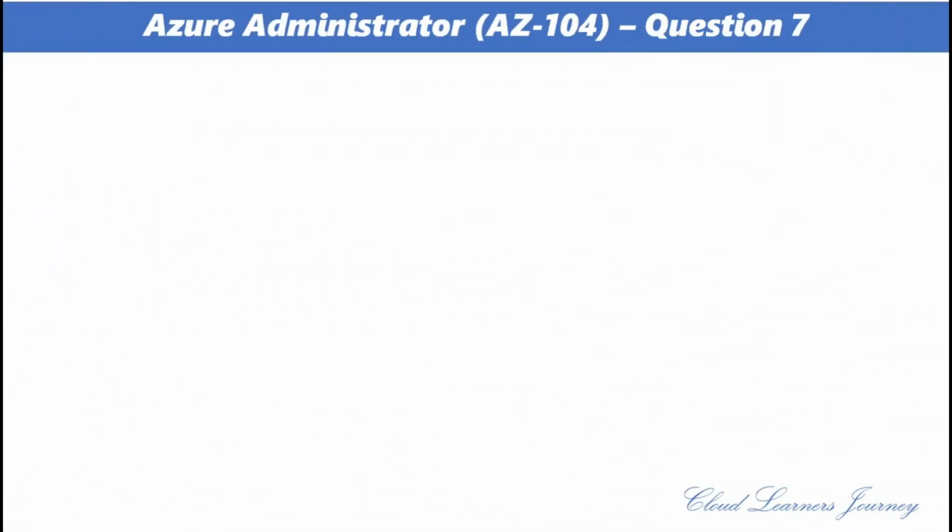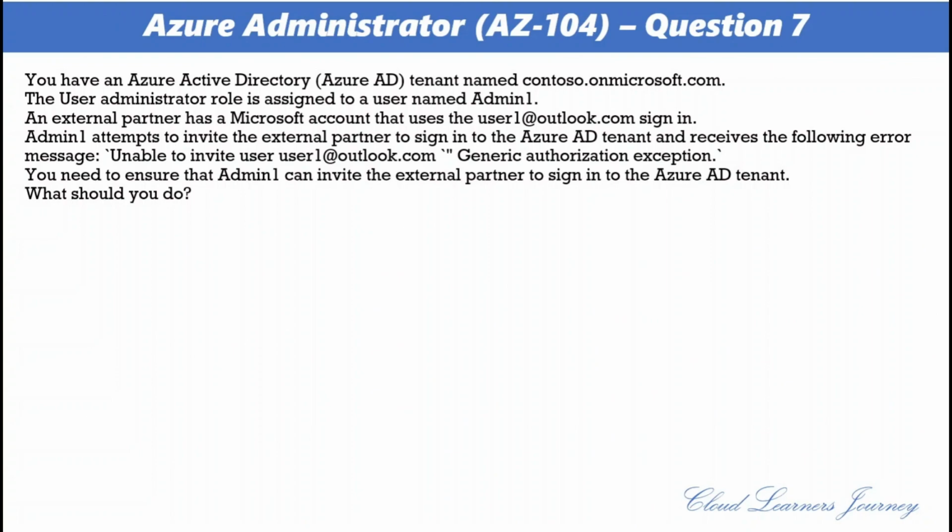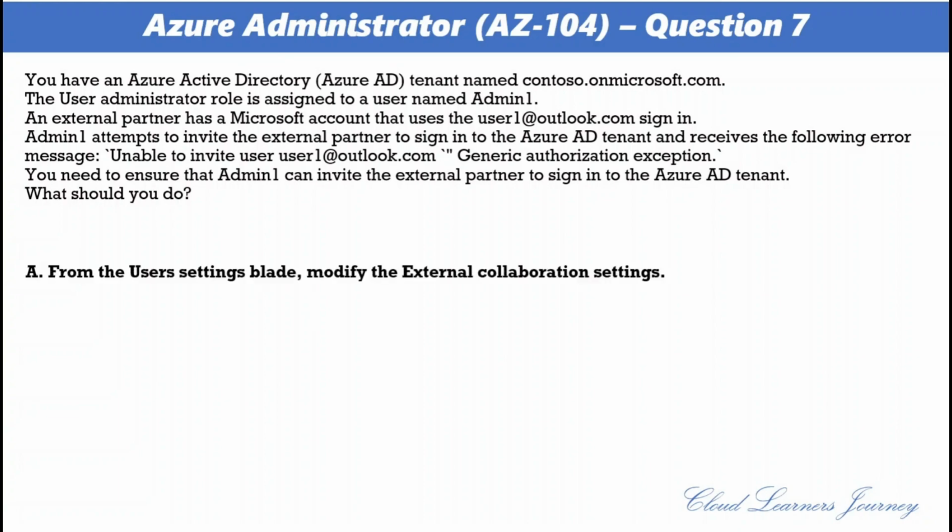Next, question number 7. You have an Azure Active Directory tenant named contoso.onmicrosoft.com. The User Administrator role is assigned to a user named admin1. An external partner has a Microsoft account that uses the user1@outlook.com sign-in. Admin1 attempts to invite the external partner to sign in to the Azure AD tenant and receives the following error message: Unable to invite user user1@outlook.com, generic authorization exception. You need to ensure that admin1 can invite the external partner to sign in to the Azure AD tenant. What should you do?